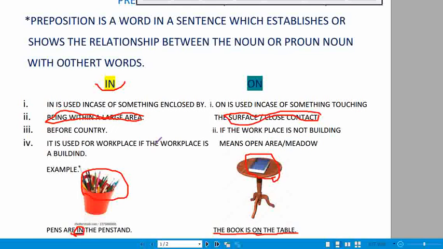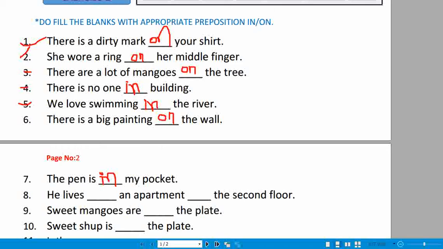Let's look inside before country. Here inside can also be used. Inside. Let's look at the next question.